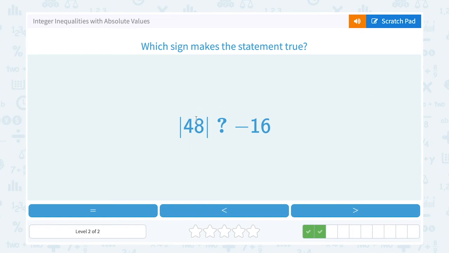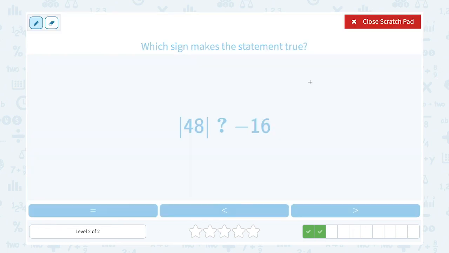The absolute value of 48 compared to negative 16. Well, the absolute value of 48 is just 48, right? Absolute value makes our number positive. And a positive number is always bigger or greater than a negative one. So 48 is greater than negative 16.